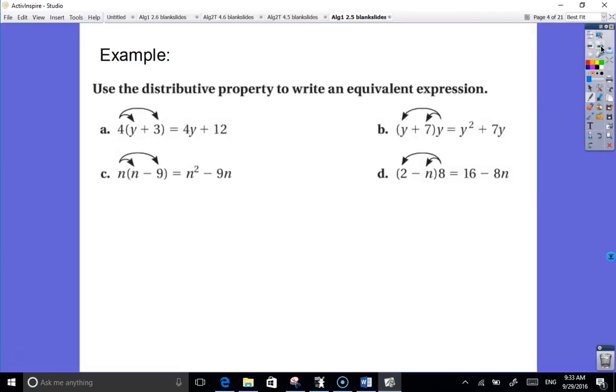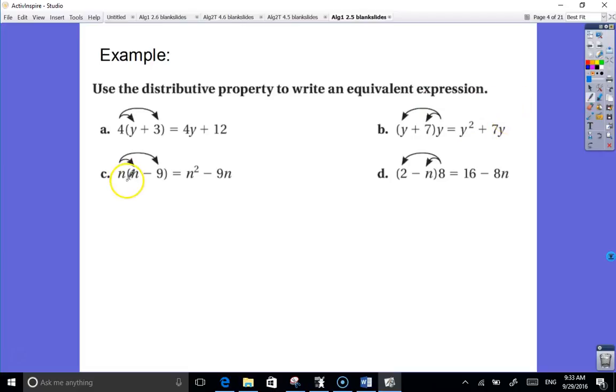So here are some examples, and they include some variables, right? So the letter A, 4 times (y plus 3) is 4y plus 4 times 3, which is 12. The letter B, the y is on the right side. So first they're going to do the y inside the parentheses times the y that's outside. If you multiply something by itself, that is called squared, right? That's why they're calling that y squared. That's not 2y, that's y squared. And then you've got the 7 times y to get 7y.